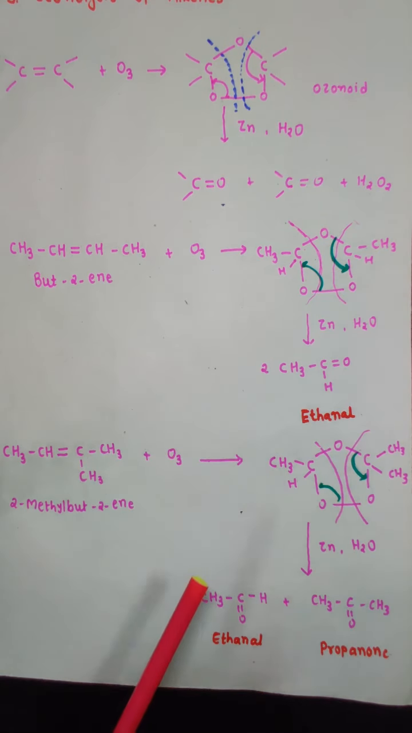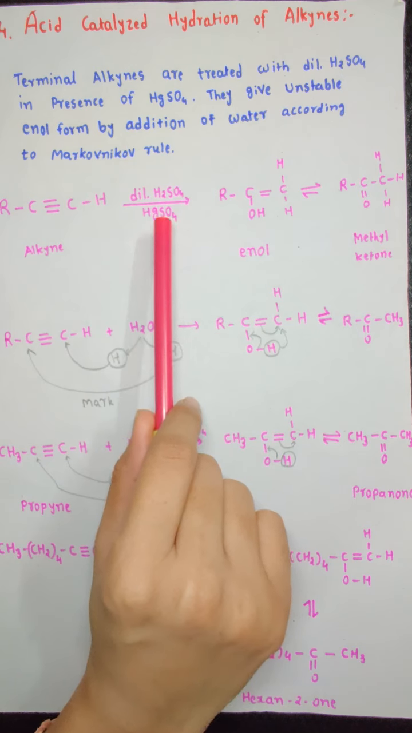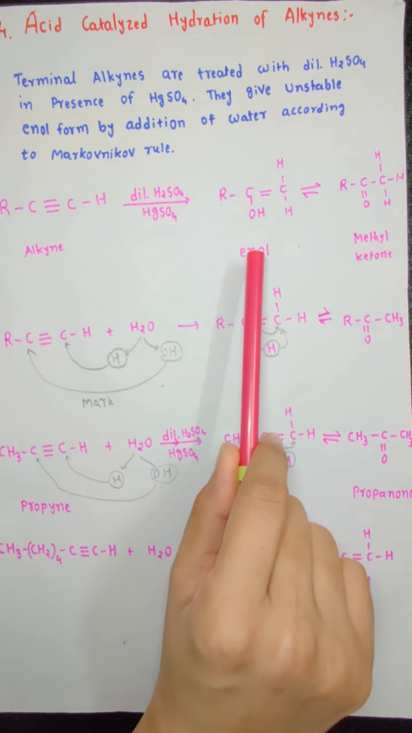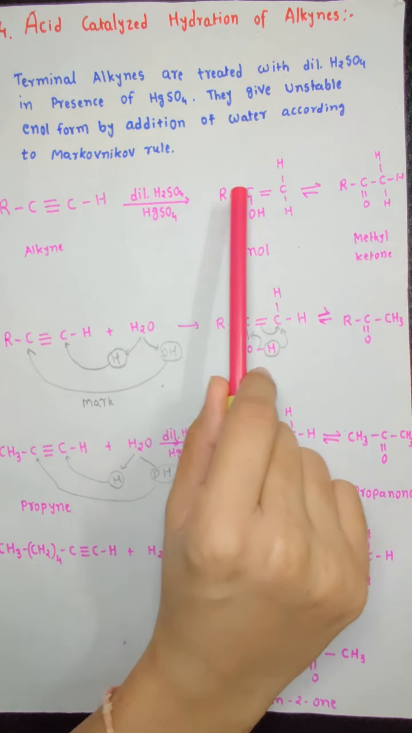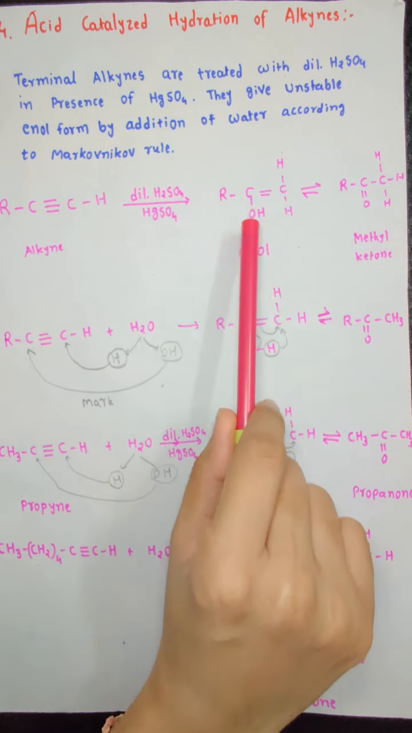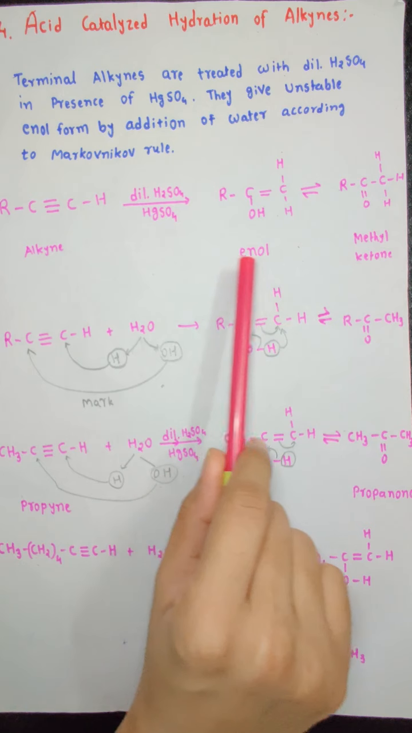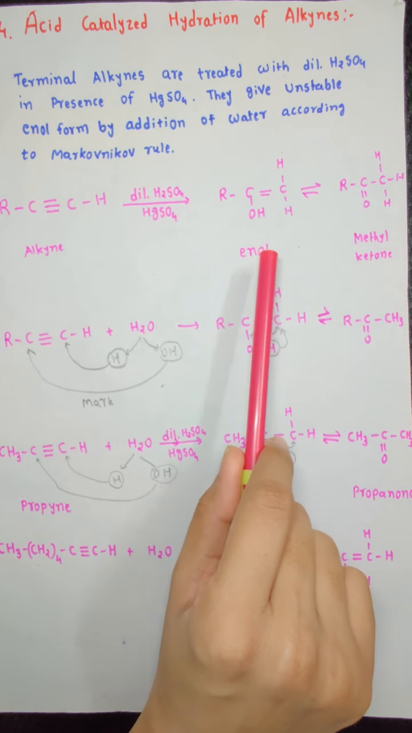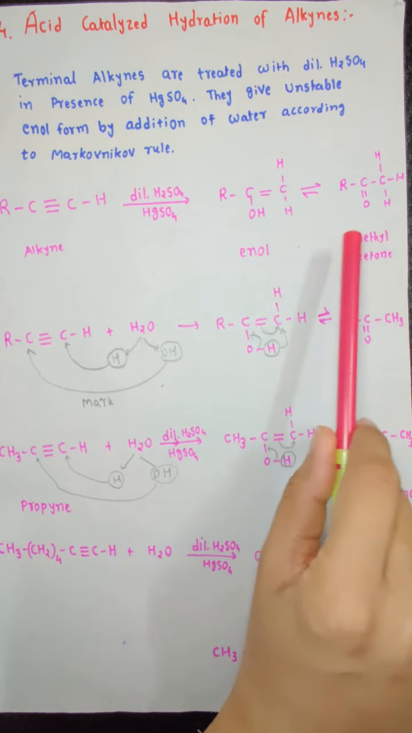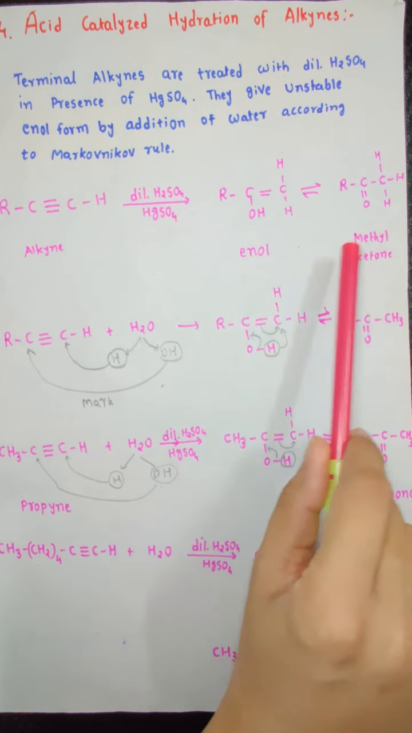See, this is a terminal alkyne, RC triple bond CH, terminal alkyne on reaction with dilute sulfuric acid in presence of HgSO4, it gives this enol form, in which you get RCOH double bond CH2. This is the enol form. Okay, now this enol form rearranges itself to give you methyl ketone. Now how this particular reaction happens?